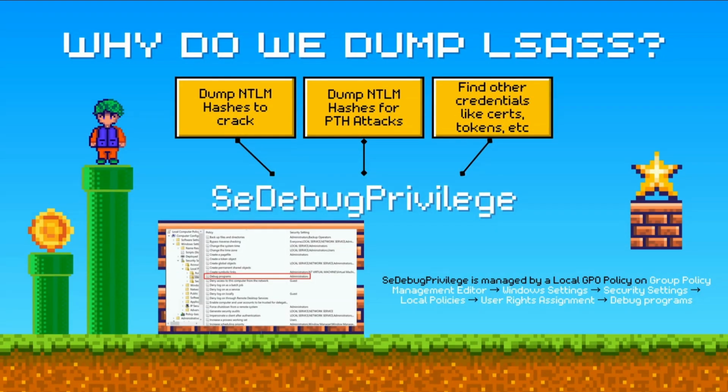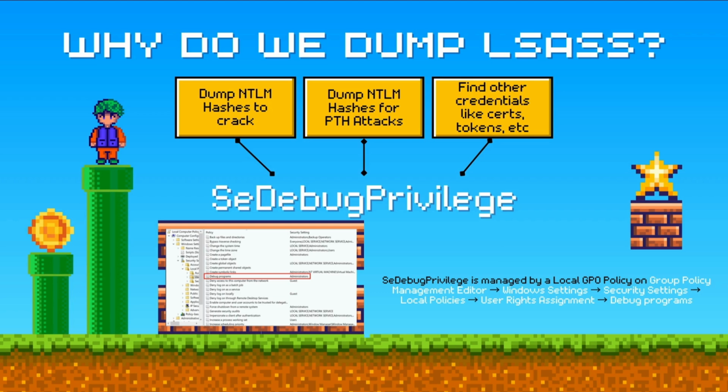First things first, why do we dump LSASS? As we said, LSASS contains the hashes and credentials, depending on the version of the system or depending on the configurations of the registry of the Windows system. Those hashes or those credentials can be later on used in attacks like pass the hash, or in the case of hashes, we can try to crack them and then use them on other services.